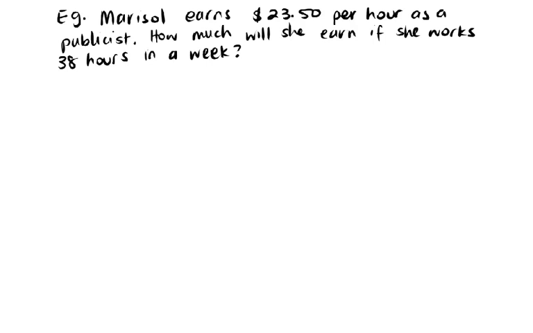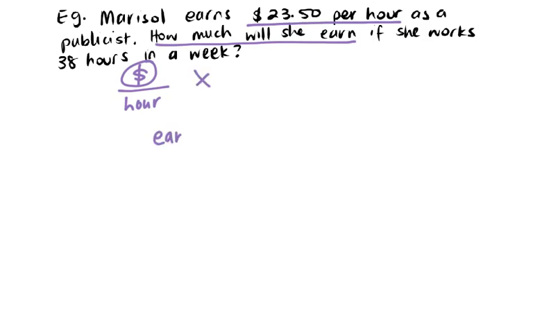The second example says Marisol earns $23.50 per hour as a publicist. How much will she earn if she works 38 hours in a week? So again, step one, let's look at our rate. It says $23.50 per hour. So dollars is my numerator and hour is my denominator. So what we're going to do is now read the question to see what I need to find or calculate. It says how much will she earn? So if it's how much, I want to know dollars, which means it's my numerator, which means I multiply.